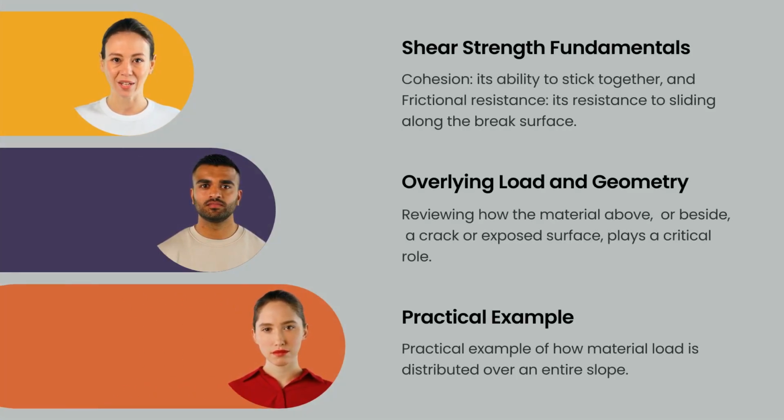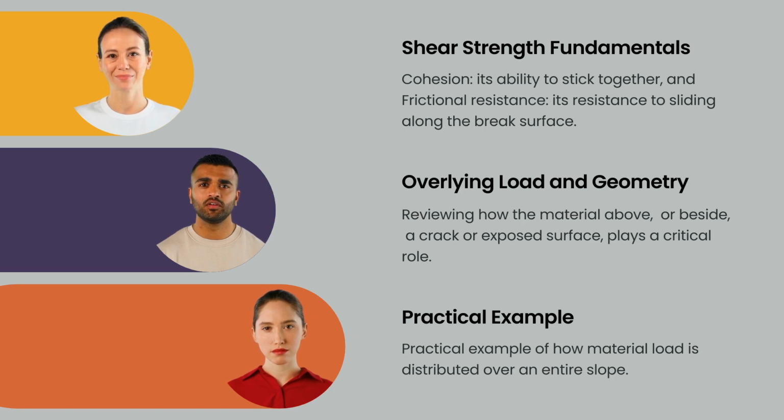In these past videos, we focused on 2 key principles of geotechnical stability: shear strength fundamentals. We explored how any rock fracture, joint, or potential failure plane relies on 2 main components to stay intact: cohesion, which is the rock's ability to stick together, and frictional resistance, which is its resistance to sliding. Together, these determine whether a feature will remain stable or fail under stress.